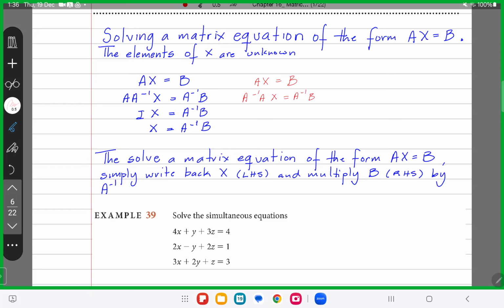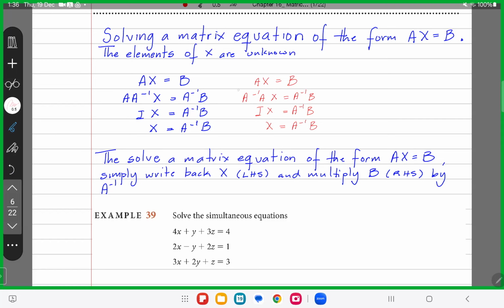Now, if you multiply a matrix by its inverse, you're going to get the I matrix. So this is IX is equal to A inverse B. And whenever you multiply a matrix by the I matrix, you're going to get back the original matrix. So X would be equal to A inverse B.